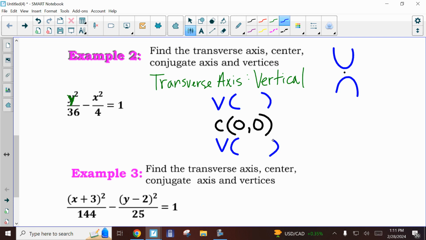So if I go 0, how much am I going to have to go? I almost forgot to ask you. 6. Yeah, because it's this number right here. So A is equal to 6. And because it's vertical, that means up and down. So from 0, 0, I have to go up 6. So which number changes? The y-axis. So this would be at 0, positive 6. And then the other one will be at 0, negative 6.